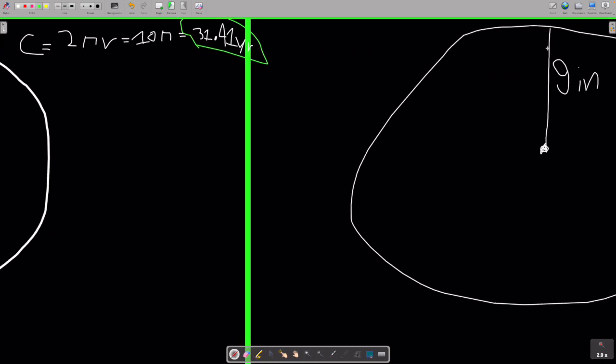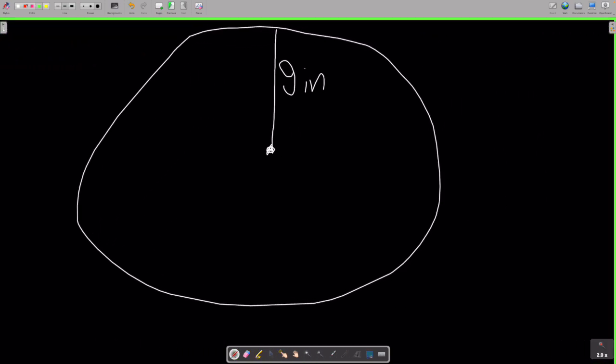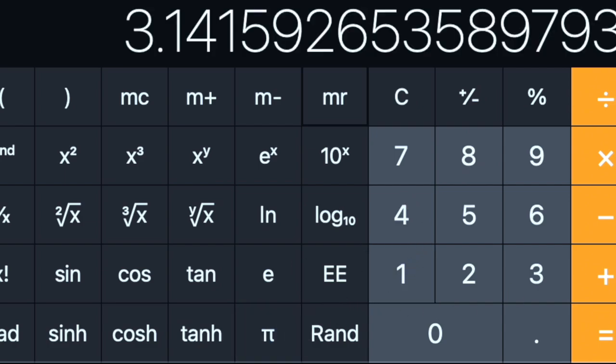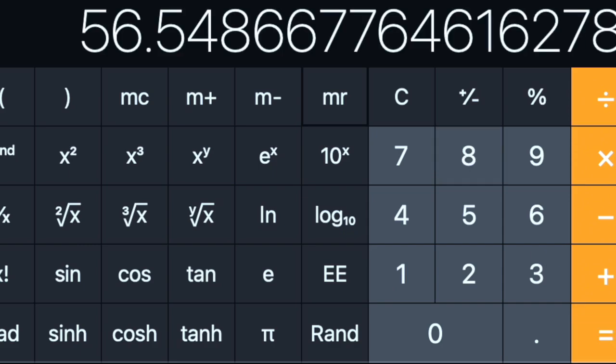So let's try another one like that. 9 inches. So we have the circumference equals 2 times pi times the radius, which is 9. So we'll have 2 times pi times 9, which is 18 pi. Now 18 pi, let's pull up the calculator. So 18 pi, that's going to be pi times 18. So it's 56.5. So that's the answer. So let's go back.